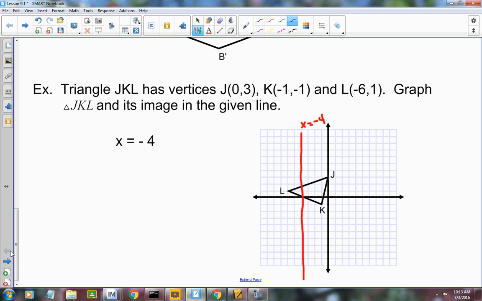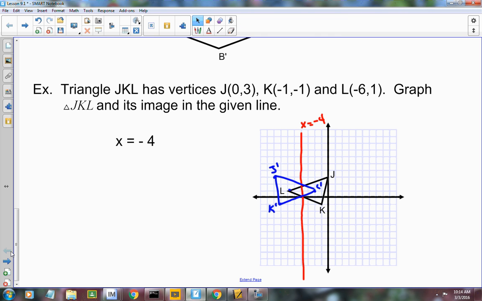So if you look at point L, it is 2 units to the left of that line. So when you reflect it, it has to be 2 units to the right of that line. The same with J. J is 1, 2, 3, 4 units to the right. When you reflect it, it's going to be 1, 2, 3, 4 units to the left. And then K is 3 units to the right. So when you reflect it, it's going to be 3 units to the left. And so then we connect our points, and we have flipped or reflected it over the line x equals -4.